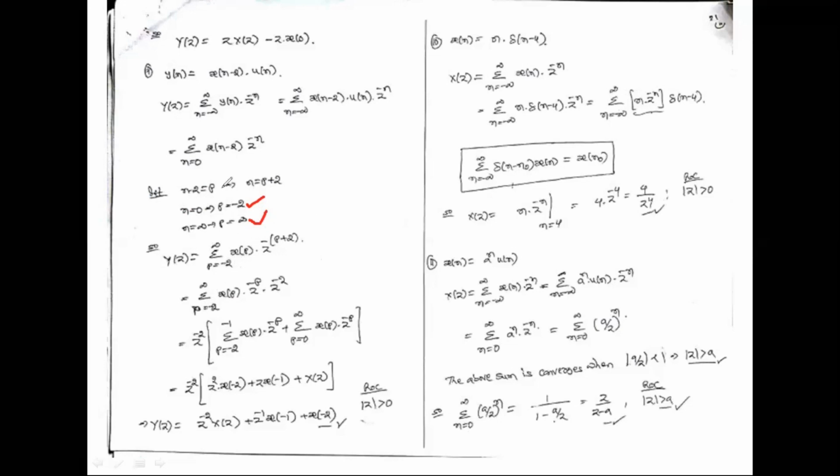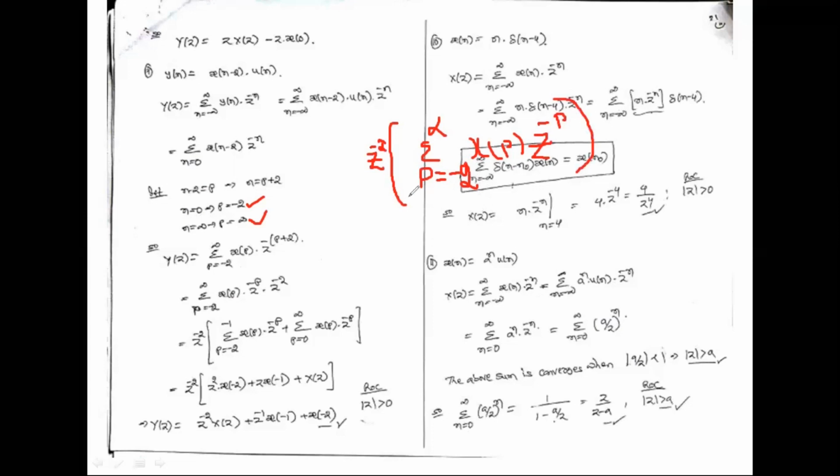So substitute here n minus 2 as p, and n is p plus 2. So the sum over p equal to minus 2 to infinity of x of p z power minus p, z power minus 2. Got it, my dear students? Now z power minus 2 we can take as a common multiplication factor. What is the function remaining here? The sum over p equal to minus 2 to infinity of x of p z power minus p.